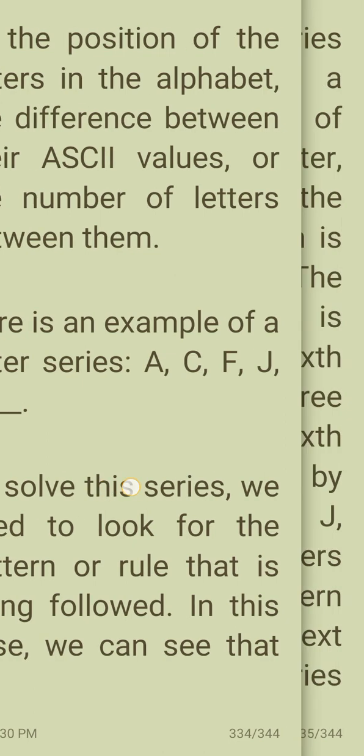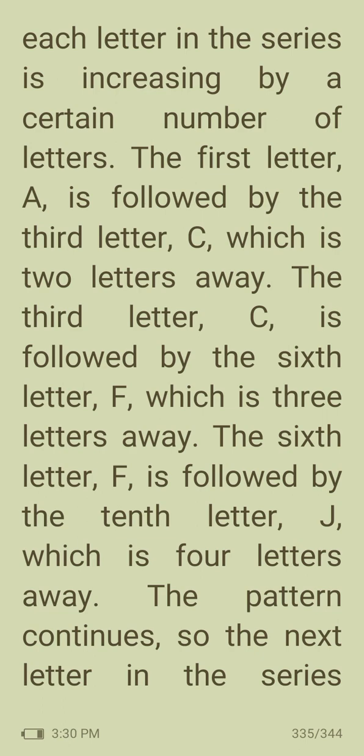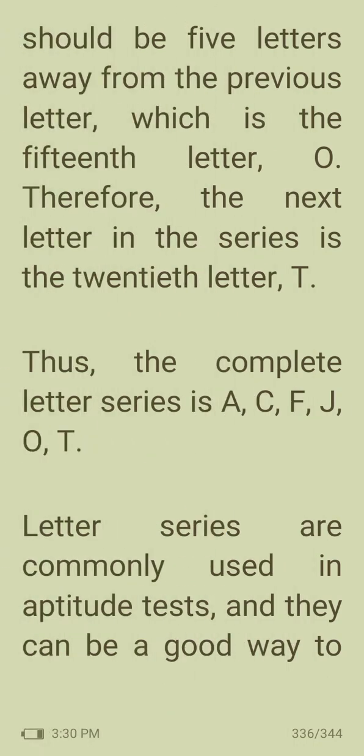To solve the series, we need to look for the pattern or rule that is being followed. In this case, we can see that each letter in the series is increasing by a certain number of letters. The first letter A is followed by the third letter C, which is 2 letters away. The third letter C is followed by the sixth letter F, which is 3 letters away. The sixth letter F is followed by the 10th letter J, which is 4 letters away. The pattern continues, so the next letter in the series should be 5 letters away from the previous letter, which is the 15th letter O. Therefore, the next letter in the series is the 20th letter T. Thus, the complete letter series is A, C, F, J, O, T.